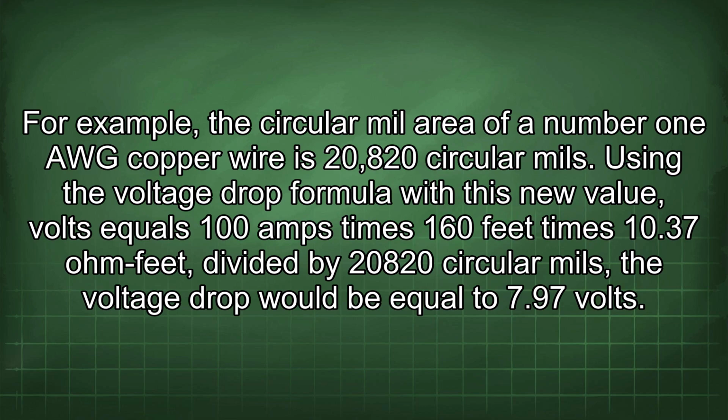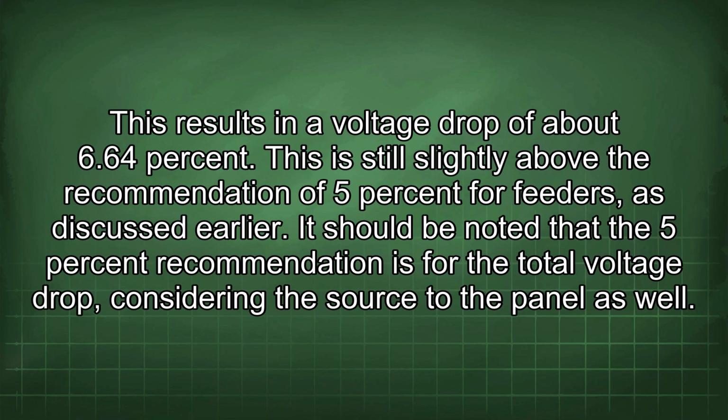For example, the circular mill area of a number 1 AWG copper wire is 20,820 circular mils. Using the voltage drop formula with this new value, volts equals 100 amps times 160 feet times 10.37 ohm feet, divided by 20,820 circular mils, the voltage drop would be equal to 7.97 volts. This results in a voltage drop of about 6.64%.